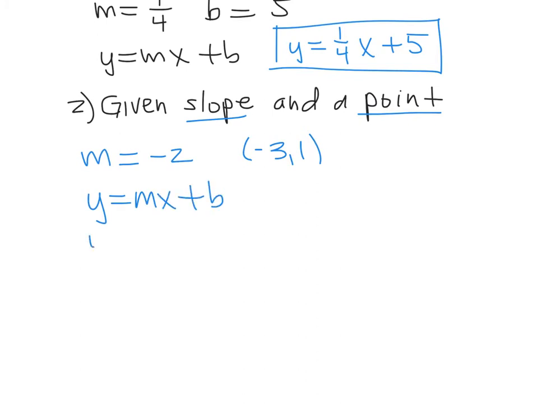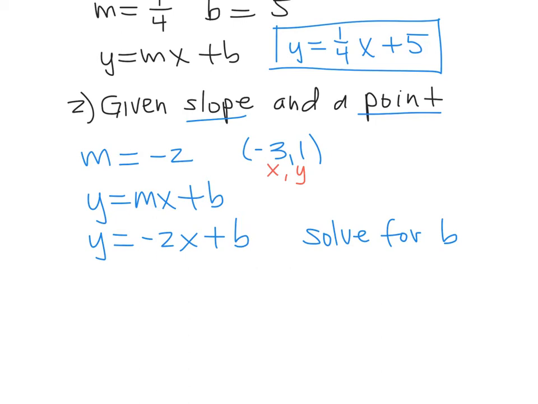We can immediately replace the m with -2, but we don't know what b is. All right, so we get y equals -2x plus b. We need to solve for or find that y-intercept b. Okay, we don't know b, but we do know we have a value for x and we have a value for y. And we could make those replacements in y equals -2x plus b.